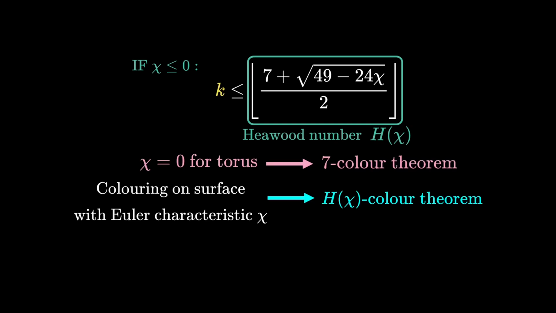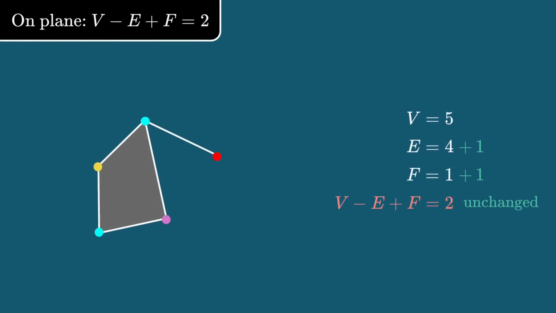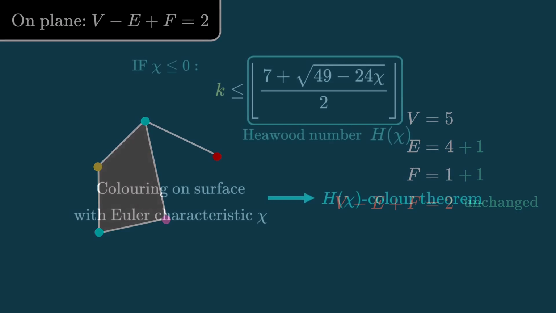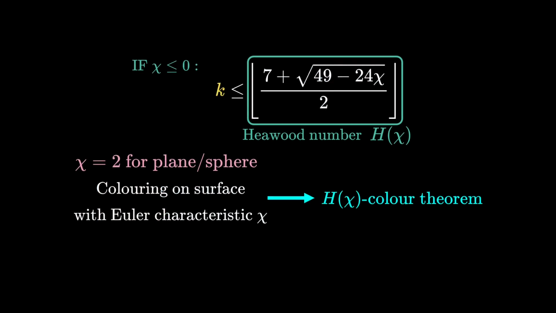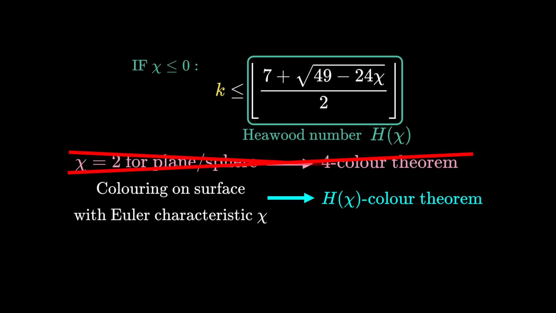Can we use this to prove the original 4-color theorem as well? We can't, because the Euler characteristic of a plane is 2, which is positive. But let's still plug chi equals 2 into the formula and see what happens. If we plug in chi equals 2, the Heawood number is actually 4, so we do have the 4-color theorem. Of course, we can't use this to claim we have proved the 4-color theorem because our proof really relies on the fact that chi is not positive. But it's interesting that this formula technically still works.